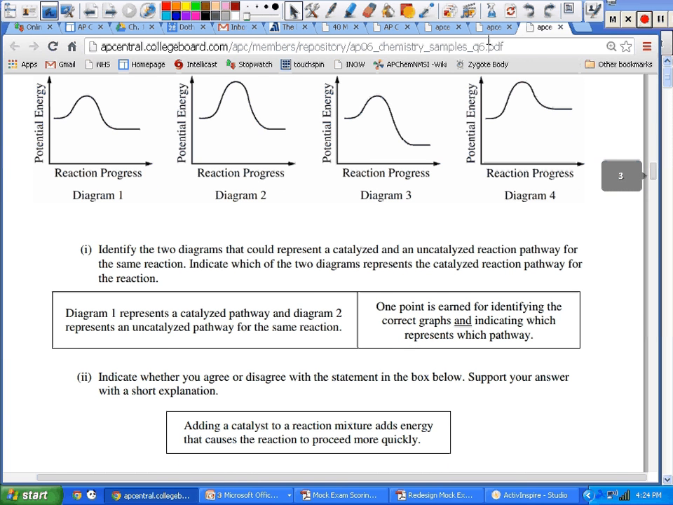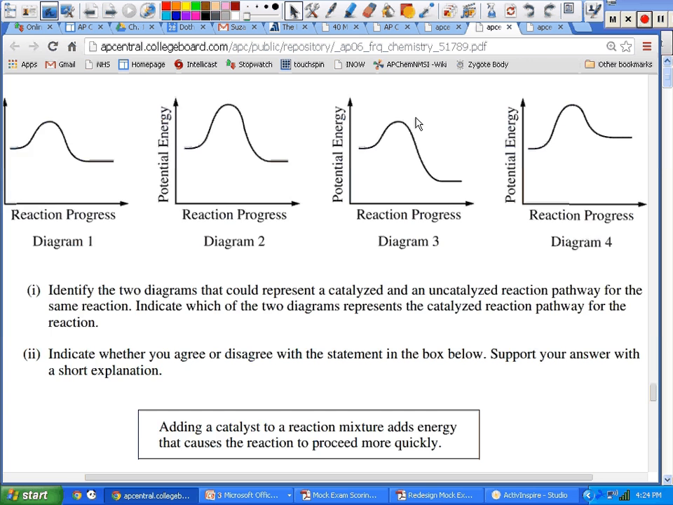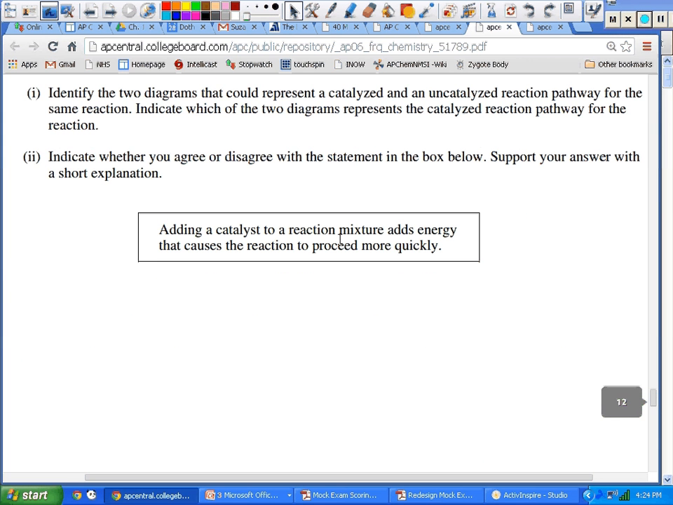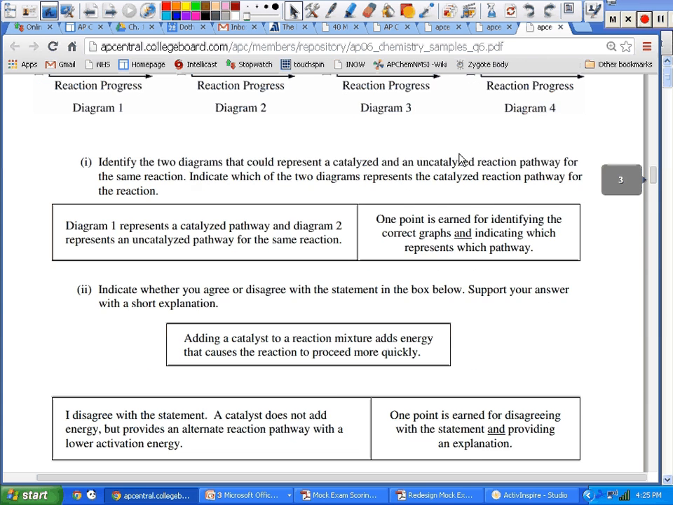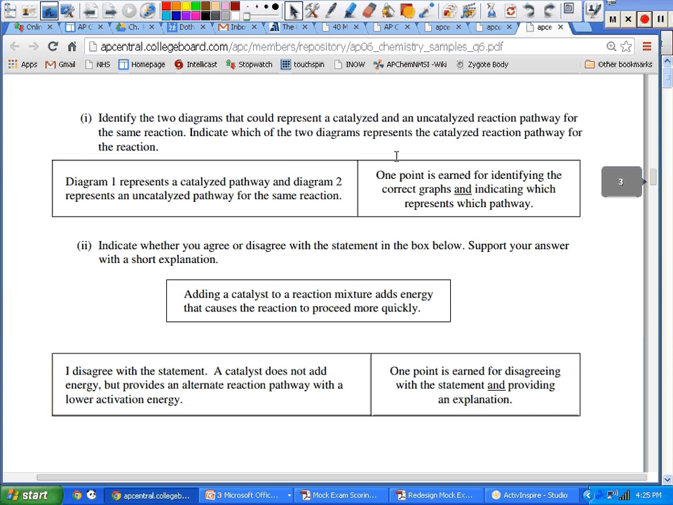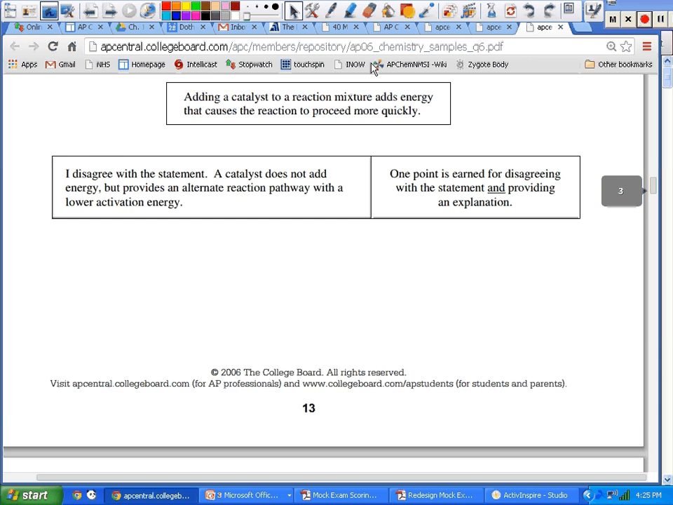All right. Indicate whether you agree or disagree with the statement in the box below. Support your answer with a short explanation. Adding a catalyst to a reaction mixture adds energy that causes the reaction to proceed more quickly. Why not? Because a catalyst doesn't have energy, it lowers activation energy. Fantastic. Very, very good. It does not add energy. It only allows the activation energy to be altered.